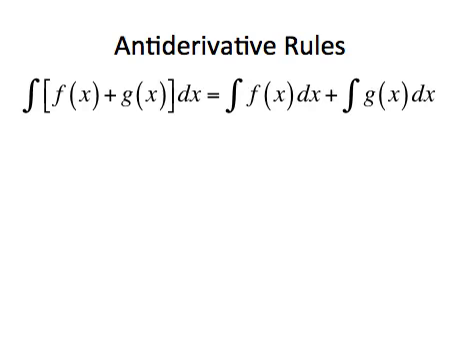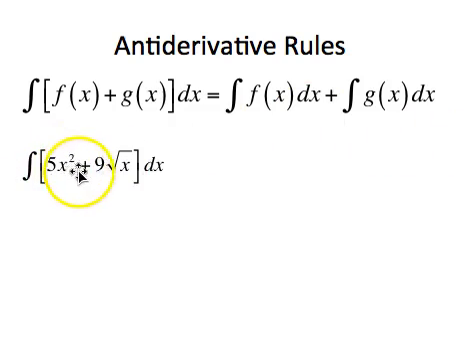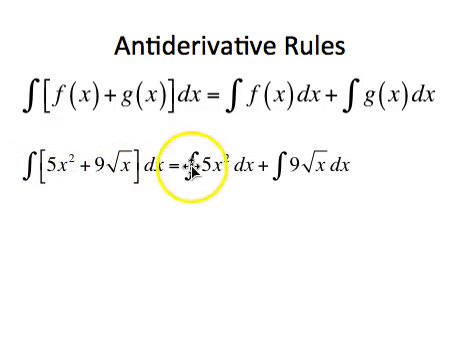Our next antiderivative rule is that the integral of the sum is the sum of the integrals, where the antiderivative of f of x plus g of x with respect to x is the antiderivative of f of x dx plus the antiderivative of g of x dx. So if I want the antiderivative of 5x squared plus 9 square root x dx, it's the antiderivative of 5x squared plus the antiderivative of 9 root x dx.